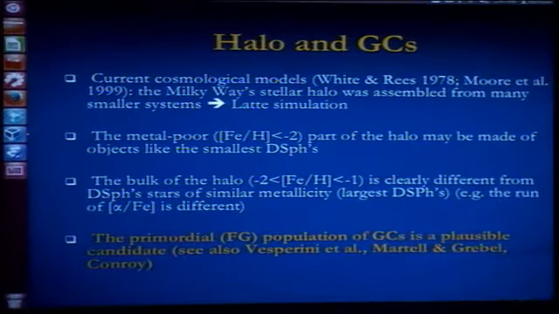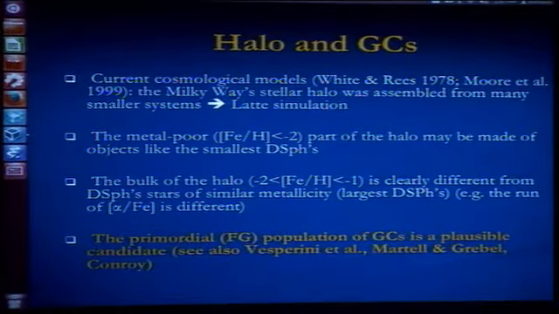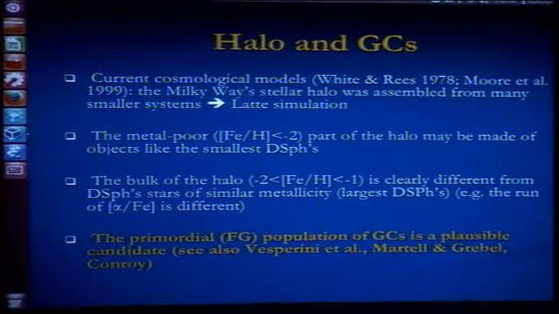Well, in the current cosmological model, the halo is assembled from essentially many smaller systems. The idea is that the metal-poor part of the halo may be made of objects like small dwarf spheroidals. This works if the metallicity is below -2, but does not work for the metallicity between -2 and -1, because in this range of metallicity, the chemical composition of the dwarf spheroidal stars is different from the chemical composition of halo stars of similar Fe over H.